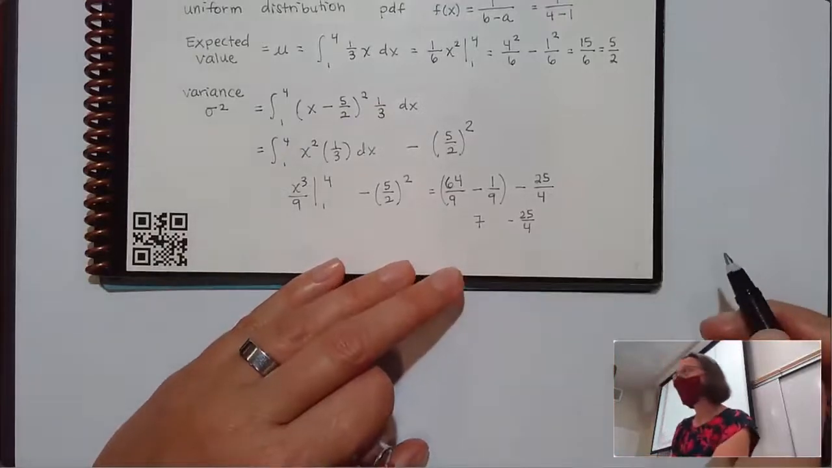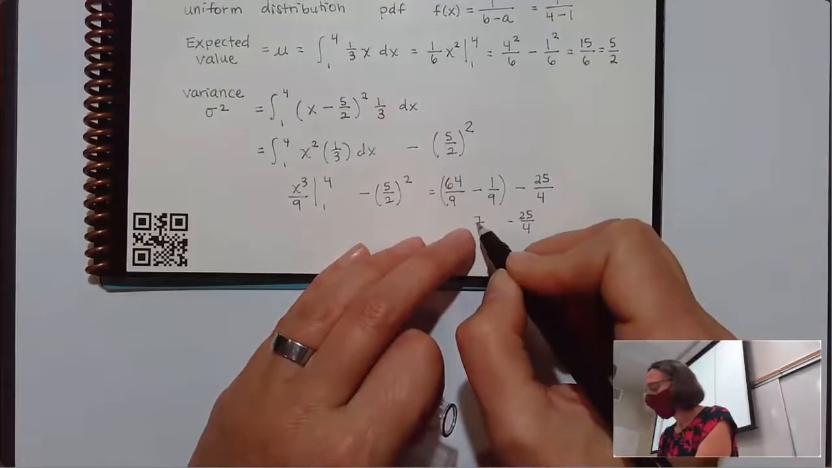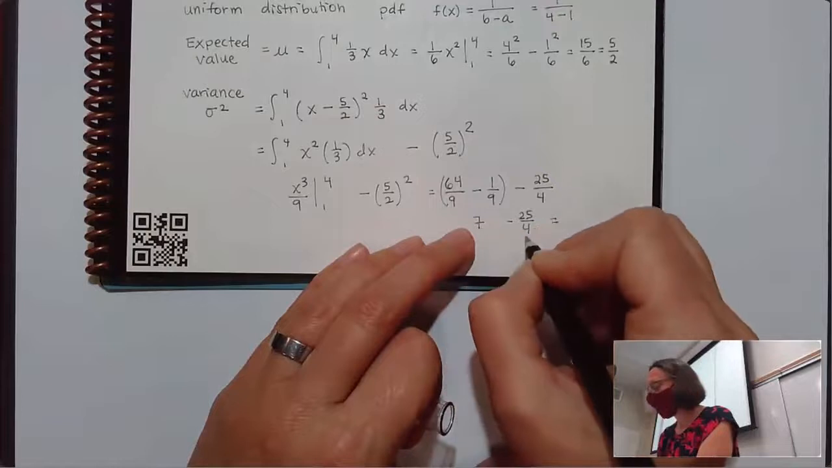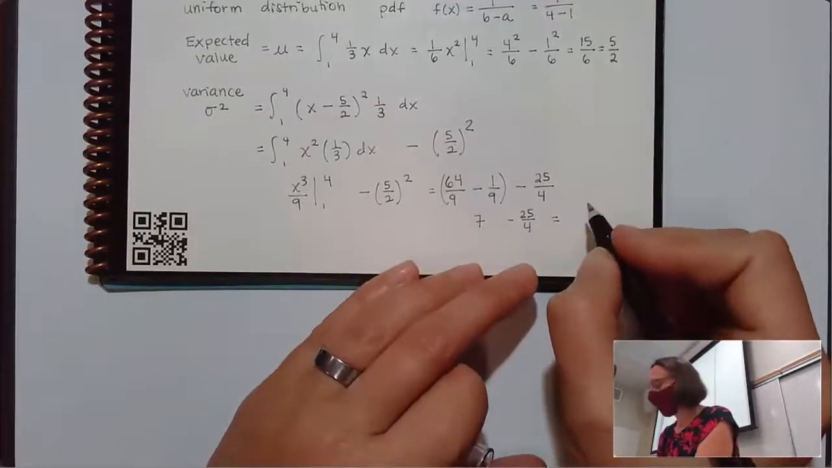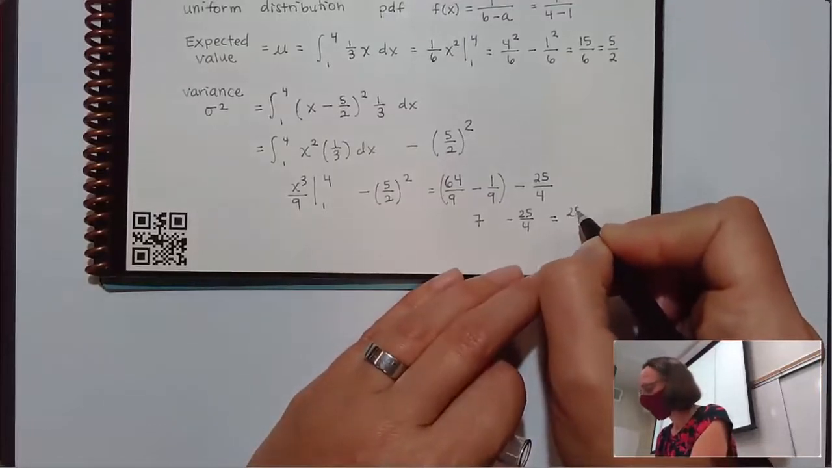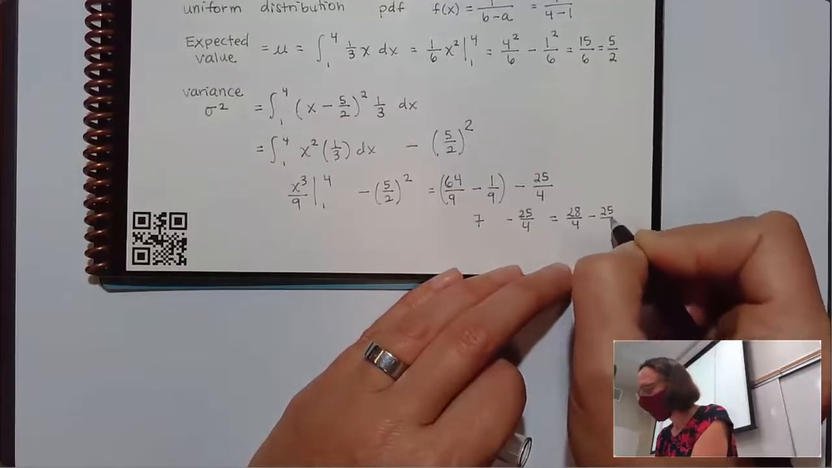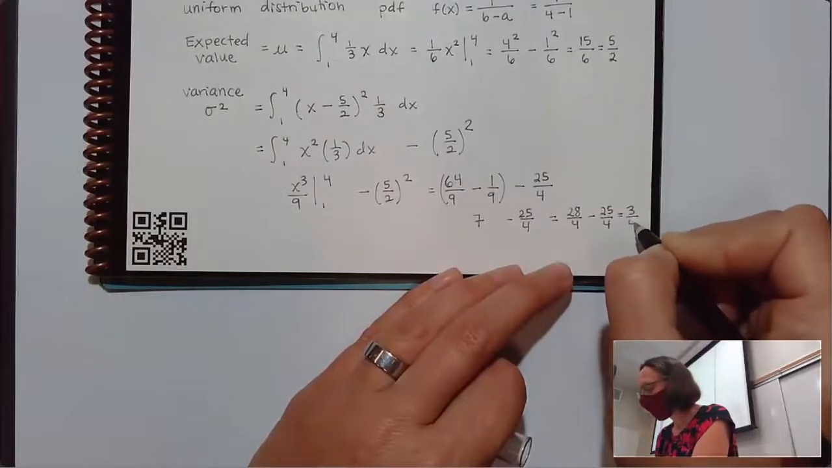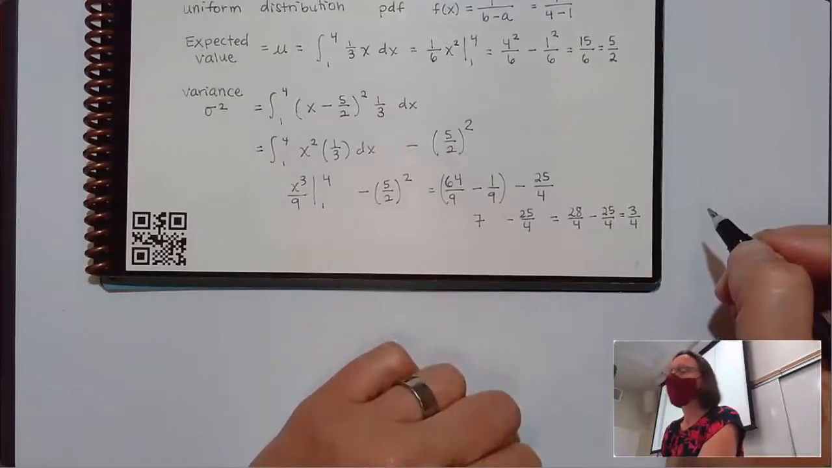And if I got a common denominator on that, 7 times 4 is 28. Y'all can stop me if I make a math mistake. But this would be 28/4 minus 25/4. And I think I would get 3 over 4 for my variance.